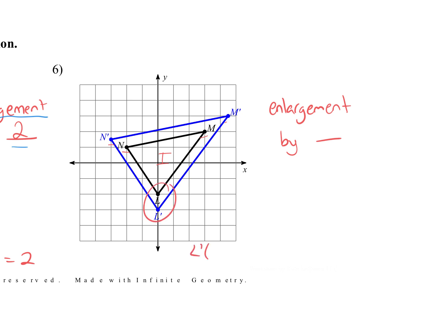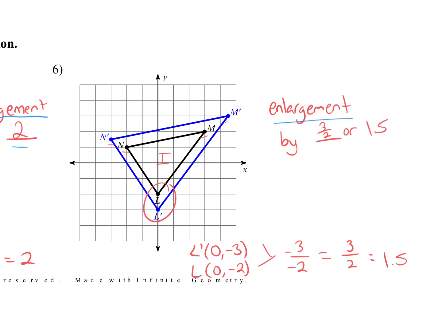What's my new L coordinate? 0, negative 3. My old L is 0, negative 2. Again, does 0 divided by 0 help us at all? No. So we want to take negative 3 divided by negative 2, which you could say 3 over 2 or 1.5. If you put 3 over 2 or 1.5, that works too. Again, these two statements should coincide with each other. They should match up. Capiche?